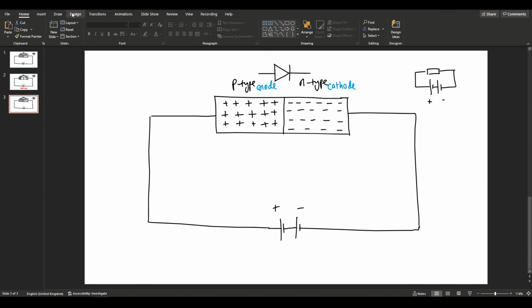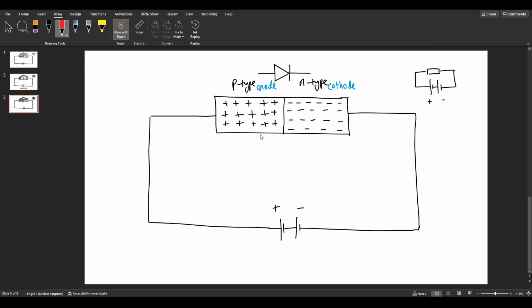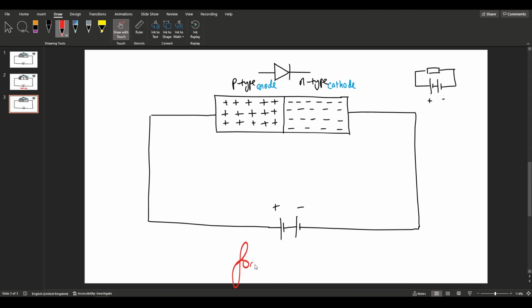Oh yeah, and I almost forgot to mention that when current is allowed to flow, as represented by this diagram, this is called forward bias. And that's when current can flow. That's about it.